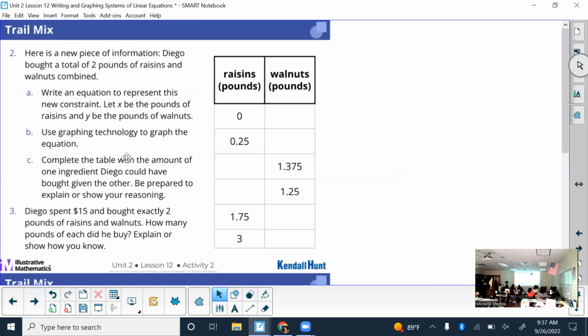So here's a new piece of information. Diego bought a total of 2 pounds of raisins and walnuts combined. Now make an equation to represent that. So the new constraint, or limitation, is that he bought 2 pounds of raisins and walnuts combined. With your group, come up with a new constraint. I'm asking you to write an equation to represent that the combined pounds is 2.